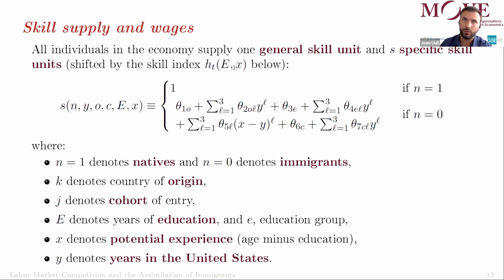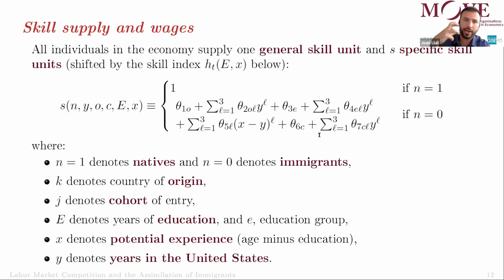And this number smaller than 1 depends on origin country O. Oh, here we changed notation, and I forgot to change it in the slide. So ignore the K and J thing here. Origin country is O, not K. Education group is E, so we have 4 education groups here: high school dropouts, graduates, some college, and college. Then the potential experience with which the immigrants arrive in the US, or the age of entry if you want, and the cohort in which the immigrants arrive.